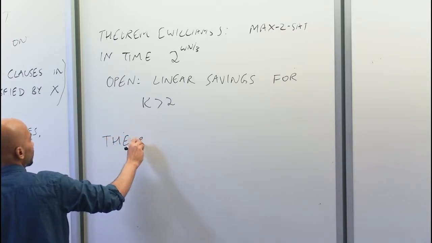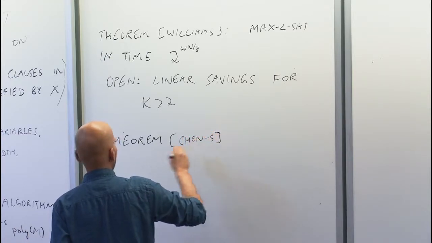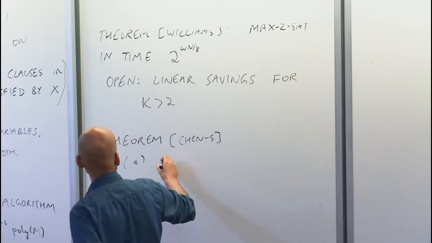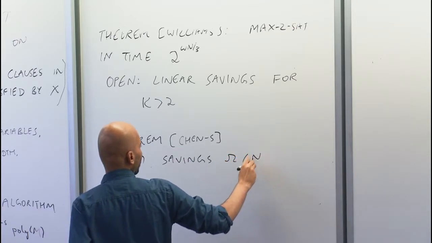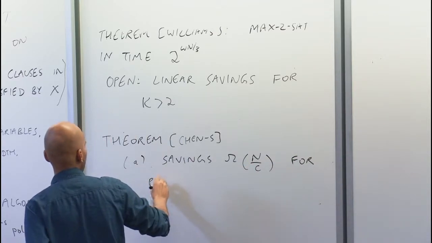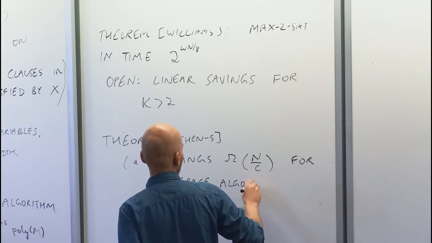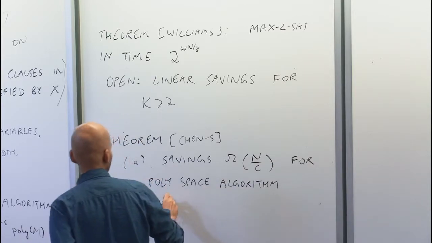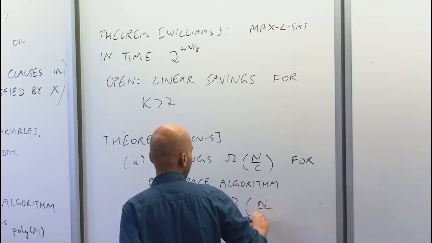Theorem. So let's say there are 3 parts to this theorem. So the first part: savings omega of n over c. So there's a polynomial space algorithm for which we can get savings omega of n over c. And if you relax the space constraint and you allow exponential space, then there's an algorithm that has savings n over square root c.